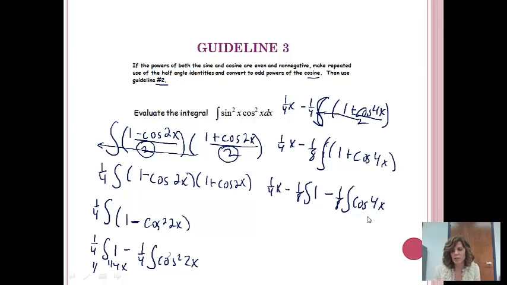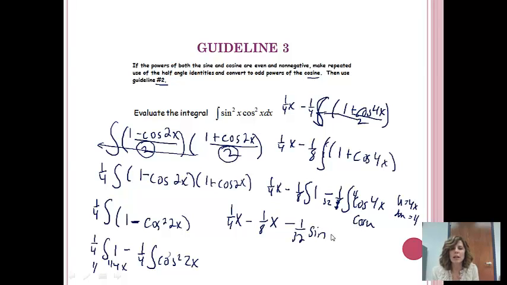And fortunately, I am done with powers now, so I can go ahead and take the integral of cosine 4x, but we're going to turn this into cosine u. We'll let u be 4x, du would be 4. I'm missing the 4, so I put a 1/4 on the outside, which makes a 1/32 on the outside. So now I have 1/4 x minus the integral of 1, which would be x, so minus 1/8 x, and then the integral of cosine u will be sine u, so that will be negative 1/32 sine of u, which u was 4x, plus c.